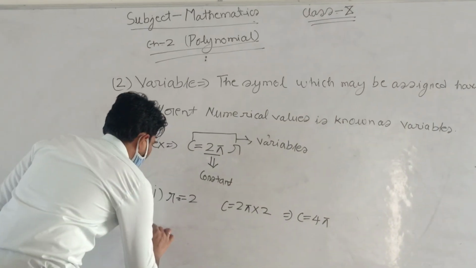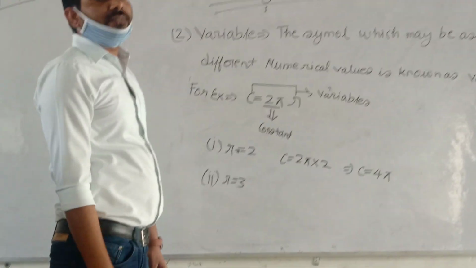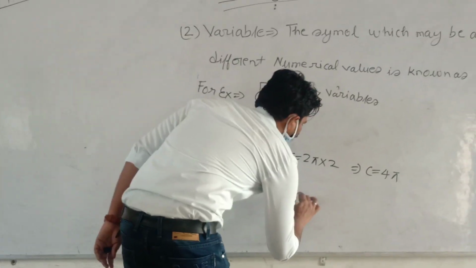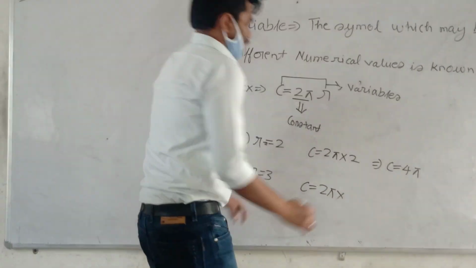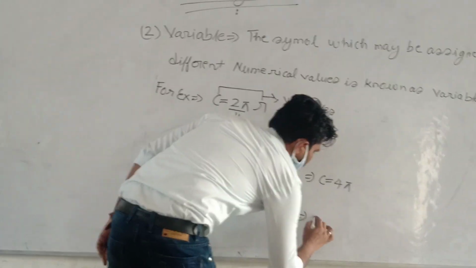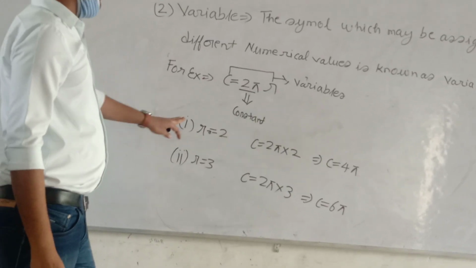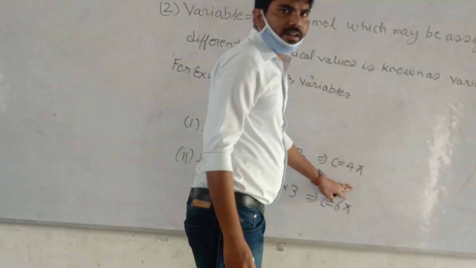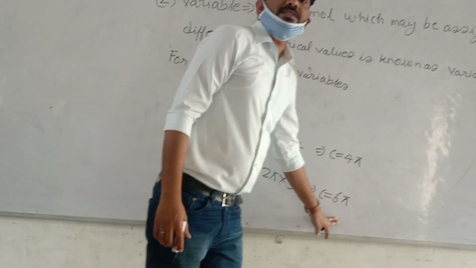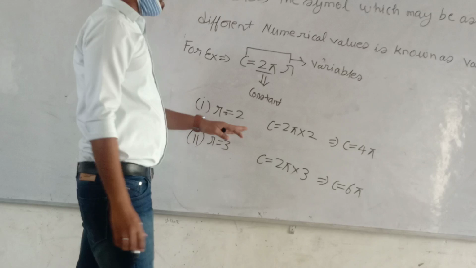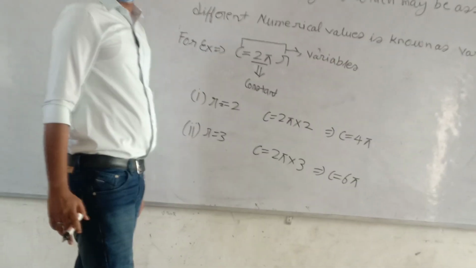Next we put r equal to 3. What will be the circumference of the circle? C is equal to 2 pi into 3, so C is equal to 6 pi. In both cases we can see that when we put r equal to 2, the circumference is 4 pi, and when r is equal to 3, the circumference is 6 pi. The circumference differs with respect to the radius of the circle.